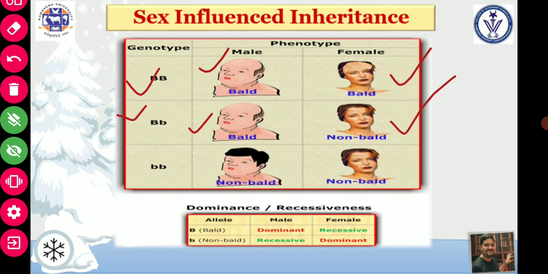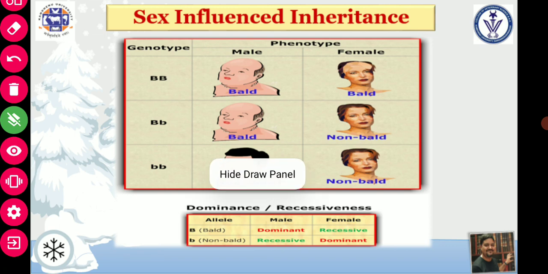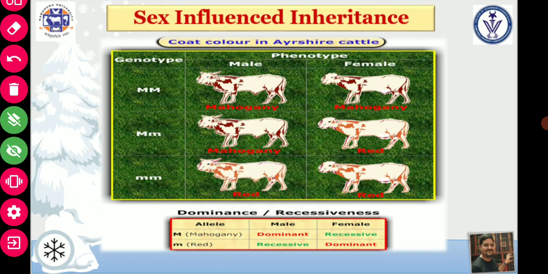So heterozygote will have different expression in the different sex. Again, homozygous recessive small b, in male it will be not bald, female also not bald. So here you can see that only heterozygote will have differential expression, and this differential expression is influenced by sex of the bearer.